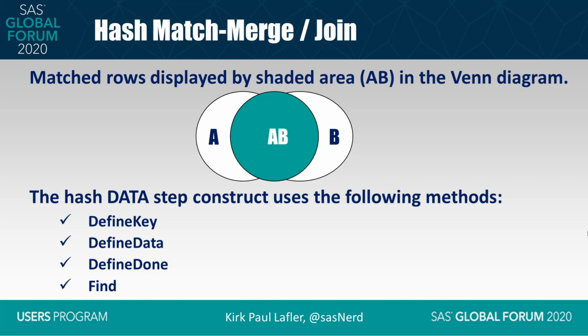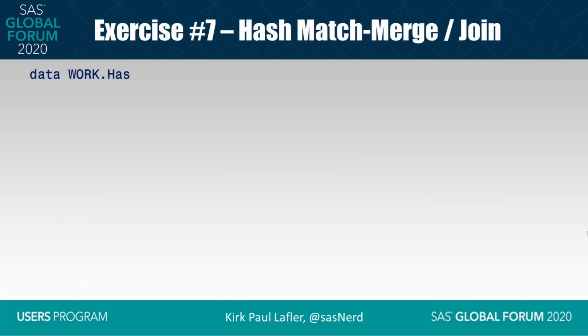In our next example, we're going to turn our attention to performing what's called a hash match merge or join. Now you can perform all different types of joins or match merges. In this particular case, we want to create an intersect represented in the Venn diagram by the teal or cyan colored AB circle. The hash data step construct uses the following methods to perform a match merge: define key, define data, define done, and find. So the intent here is just to find the intersect.